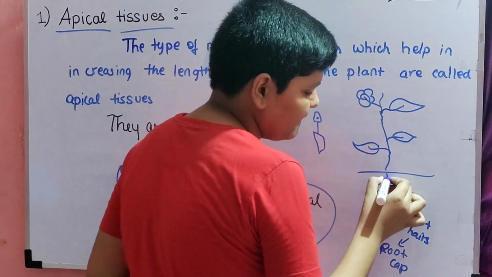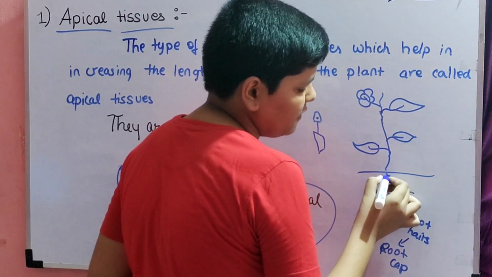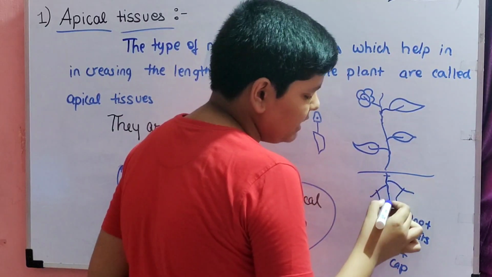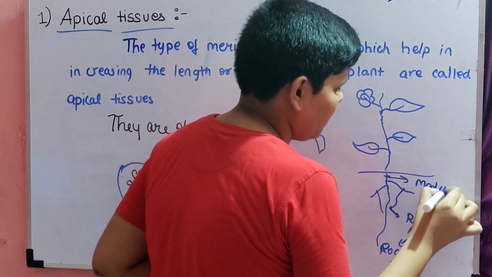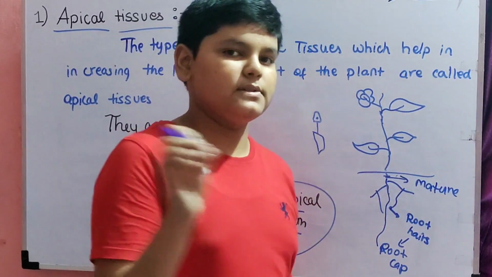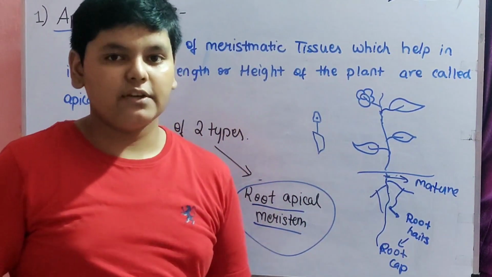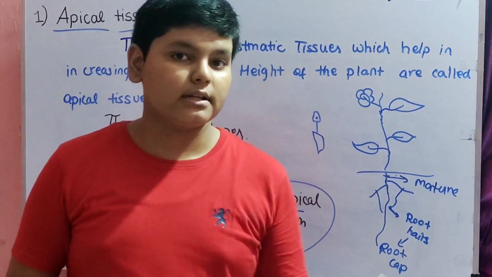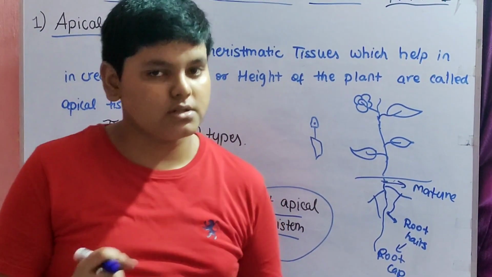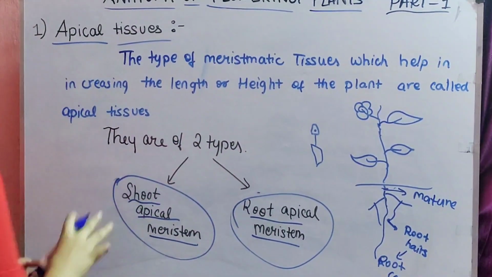Because in the starting, even here there were root caps. Here also it was continuously growing. Slowly it comes more down, so this region becomes mature. Now from this mature region, root hairs also come out. And what is the function of root hairs? They help in the transportation of water. They take the water molecules from the soil. So these are about the apical tissues.